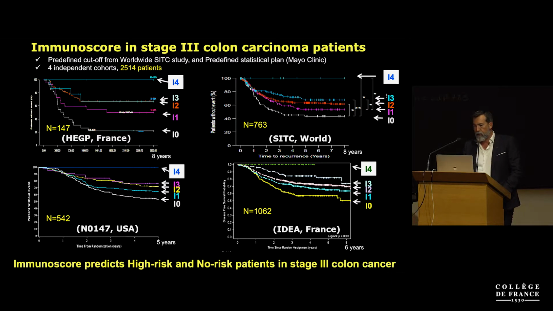Here are 5 groups of patients, depending upon their pre-existing immunity. Immunoscore 0 are the ones having a cold tumor, the coldest tumor, and then immunoscore 1, 2, 3, and 4, with immunoscore 4 being the hottest tumors with high densities both in the center and invasive margin. And as you can see, there's a direct relationship between the survival of a patient and the immunoscore of a patient. All these patients have stage 3 disease, so meaning already having lymph node metastasis, and you can see that the immunoscore 4 patients in the 4 independent studies have no relapse for 5 to 8 years.